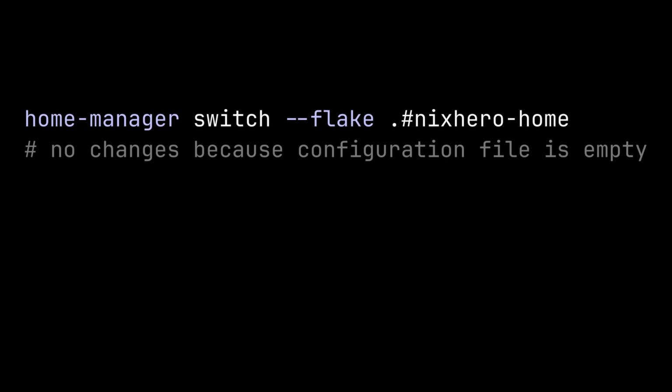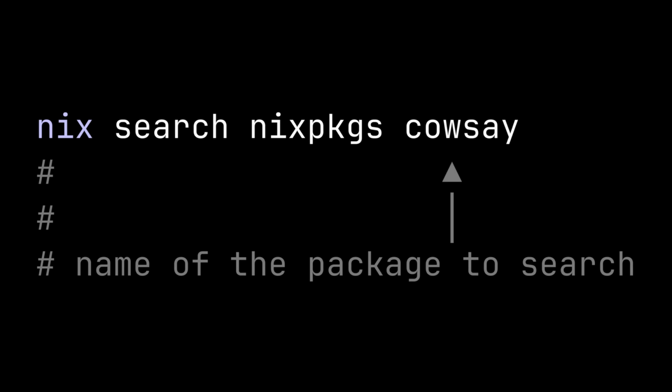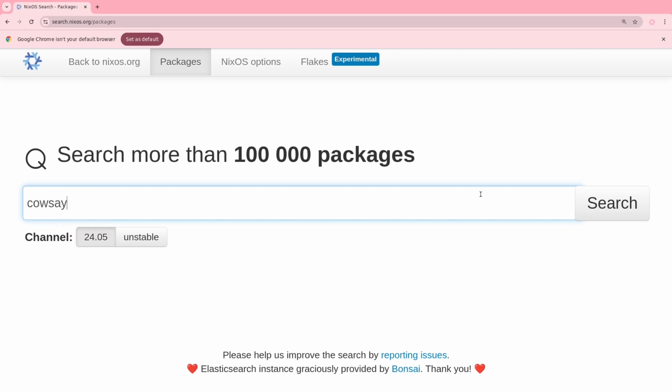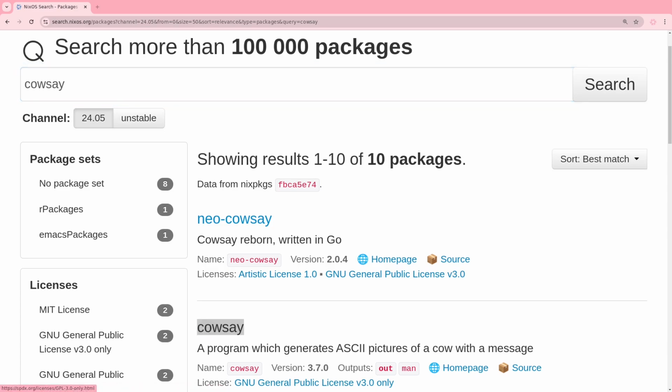After we run this command, we still don't see any changes on our system because the home.nix file is still the same as the initial configuration. So let's actually start making some changes by installing a package. You can use the nix search command to find the name of the package you want to install, or you can go to the search.nixos.org website. Let's install the cowsay package as an example.